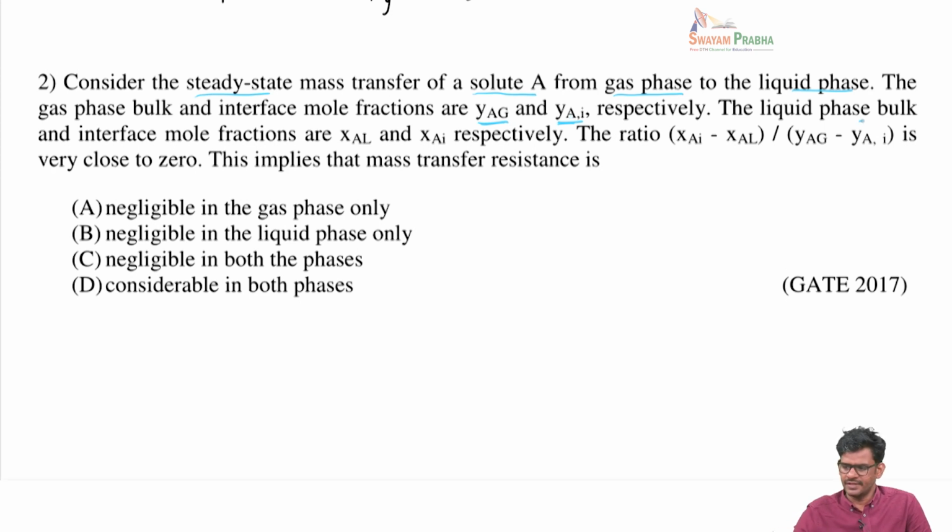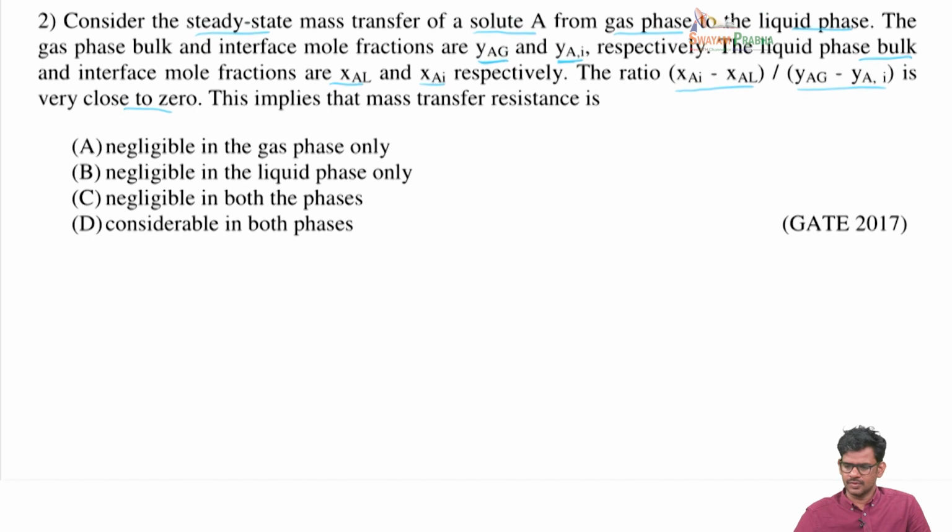Similarly, the liquid phase bulk and interface mole fractions are also given as XAL and XAI. Again, same notations. Now, they have said that the ratio of XAI minus XAL and YAG minus YAI is very close to 0. This is the information given. And they are trying to ask, what about the mass transfer resistance? Where does it lie? Is it negligible in the gas phase, or is it negligible in the liquid phase, or is it negligible in both phases, or are they both limiting? These are the choices. We have to make this decision based on the information given.